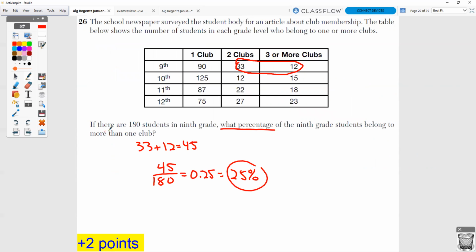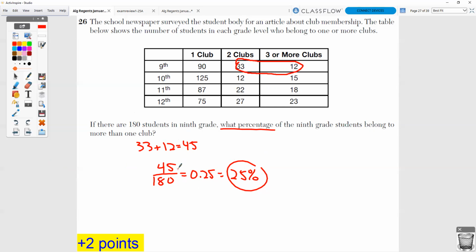In question number 26, if there are 180 students in the 9th grade, what percentage of the 9th grade students belong to more than one club? More than one club could be 2 clubs or 3 or more clubs, so you have to add these two numbers together first. So there's 45 9th graders out of the 180 9th graders. So 45 over 180, top divided by bottom, you get 0.25. Making a decimal into a percent, you move the decimal point over 2 places to be 25%.